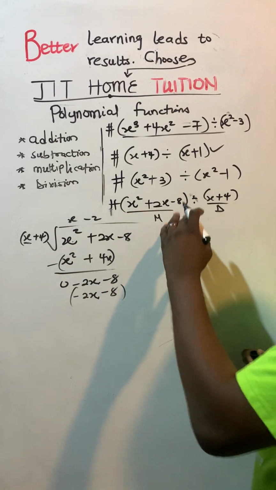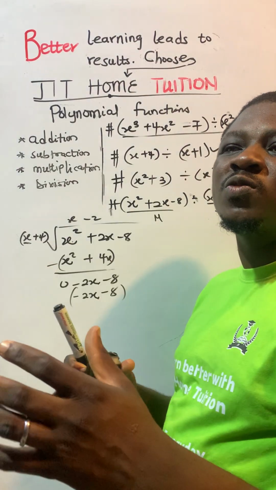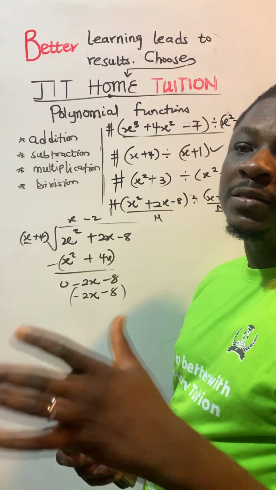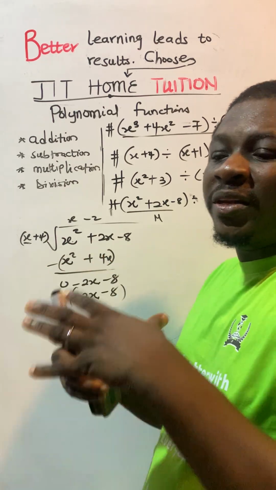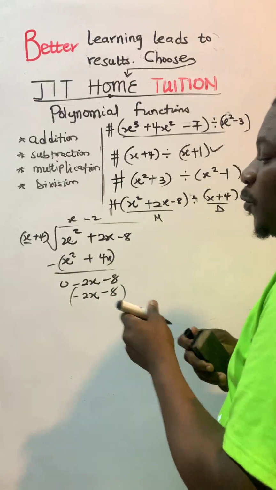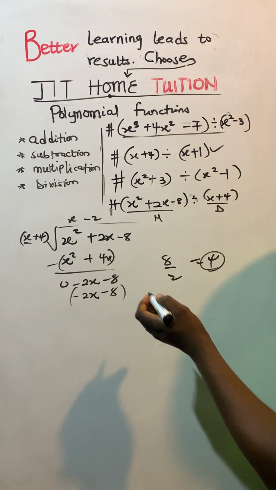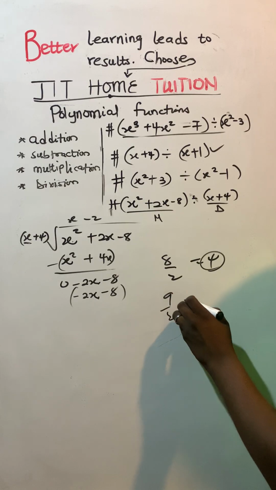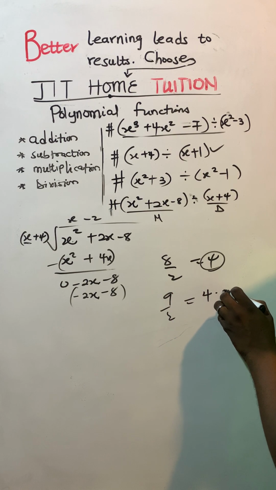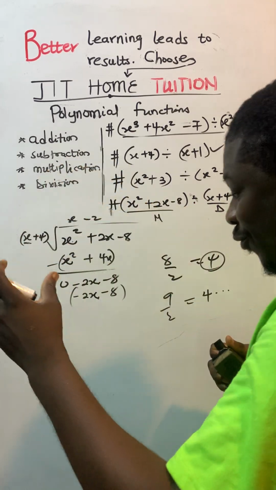So this example 4.2 is also to explain to us that it is not all the time that you work it out to get a remainder. Sometimes it will divide exactly without a remainder. For example, 8 over 2 gives you exactly 4. But let's say you have 9 over 2, it will give you 4 point something, and that point something is the remainder.